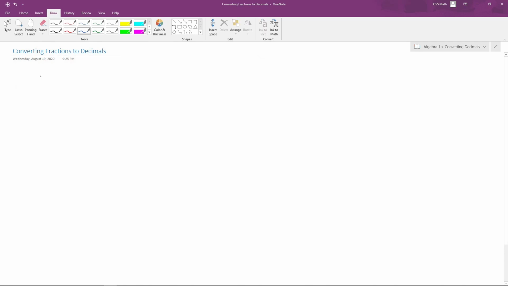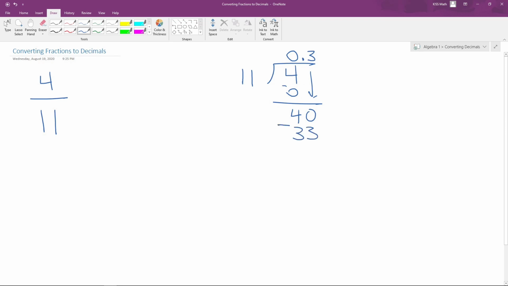Here's our last example. 4 over 11. So let's try and divide this. 11 will go into 4 0 times. Bring down our 0. This creates the decimal. 11 goes into 40 3 times. 11 times 3 is 33. Difference of 7. And we keep going, bring down another 0. 11 goes into 76 times. 11 times 6 is 66. 4.